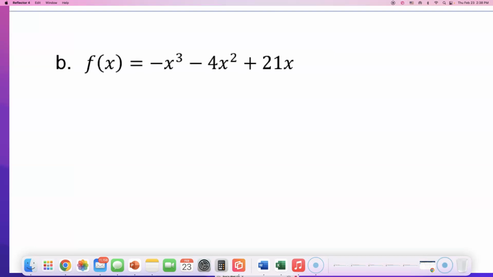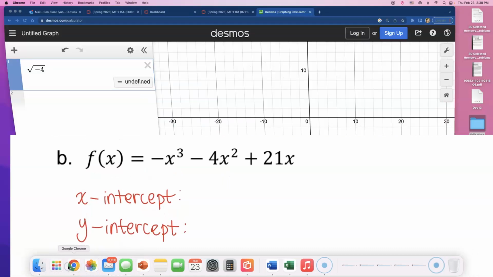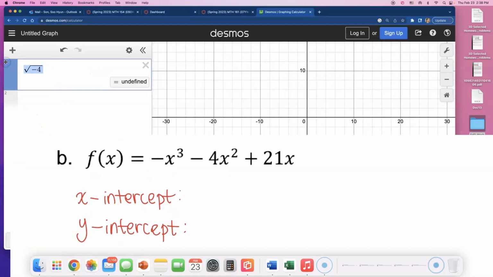Okay, so if your goal is to simply find the x and y intercepts, the easiest way to do this is to graph this on a graphing calculator, right? So I'm going to go ahead and find the answers first, but I'll show you how you can do this without a graphing calculator. So graph the function f of x equals negative x cubed minus 5x squared plus 21x.